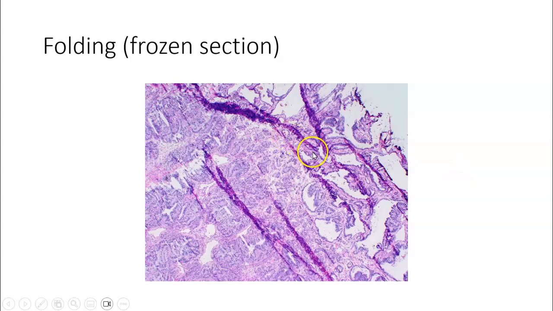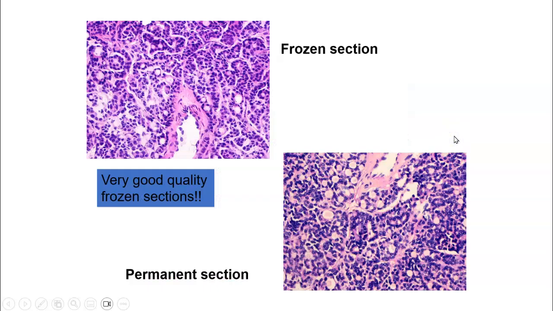Here is another artifact, which is folding of the section on frozen sections, and this usually occurs when the chuck is not cold enough. But I just want to show you that very, very nice, beautiful frozen sections are possible if cut well and stained well, and they can almost look like paraffin sections.